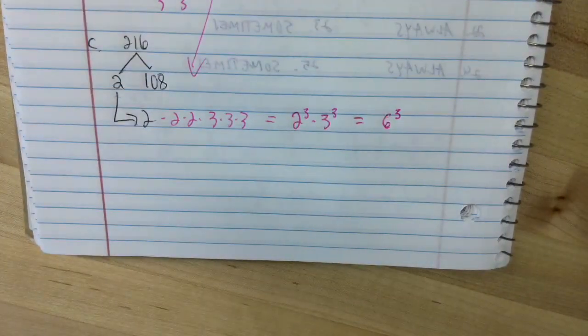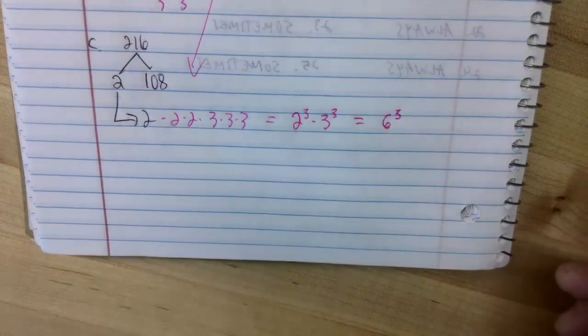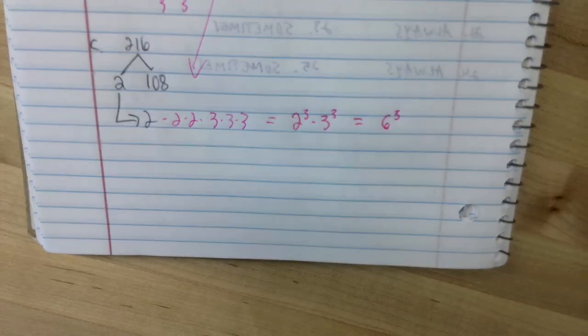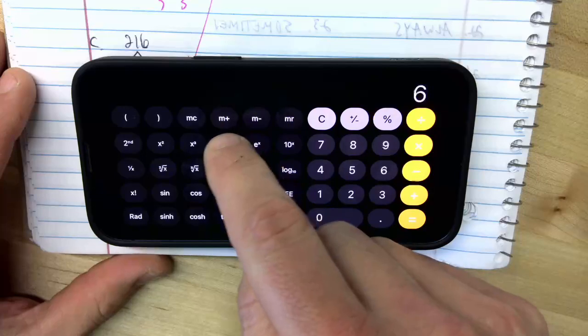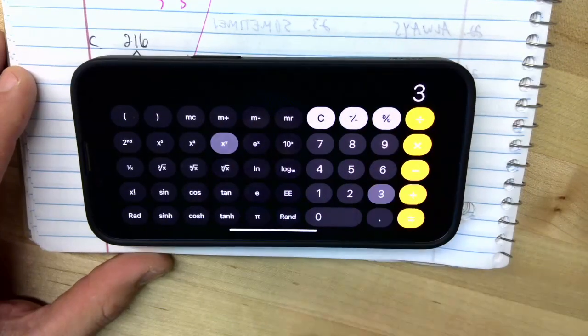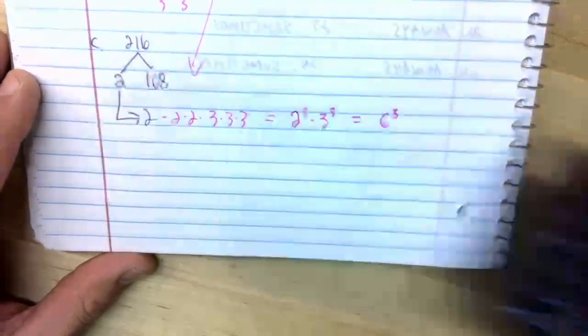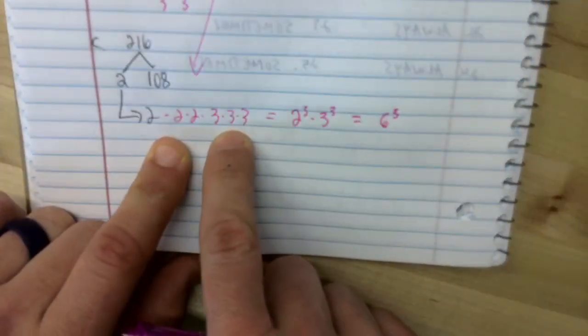Mm-hmm. No. 2 times 3. Because he did 2 times 3 straight and he used it. Right? We could even check it. 6 to the third power. So nice. All right. So there's our prime factorization. Last problem. Here we go.